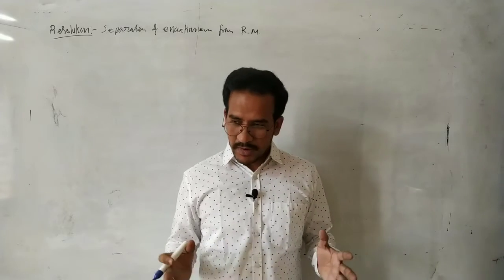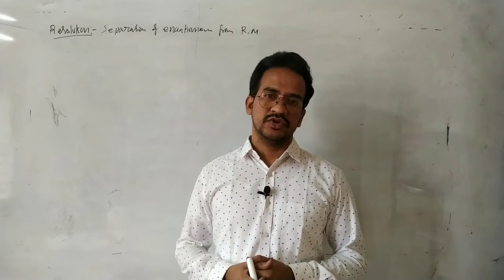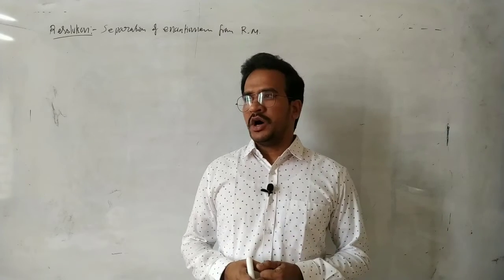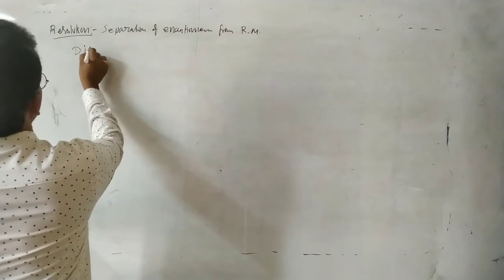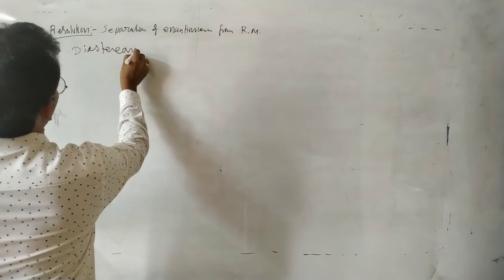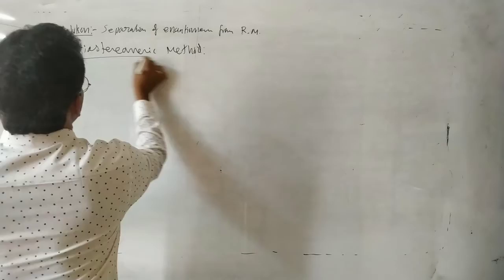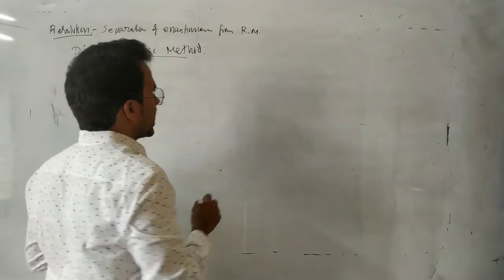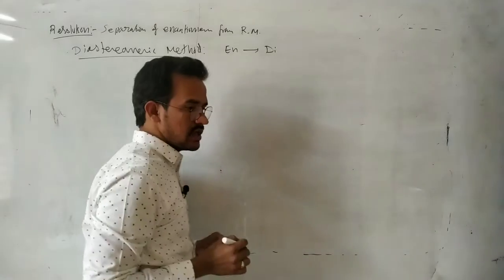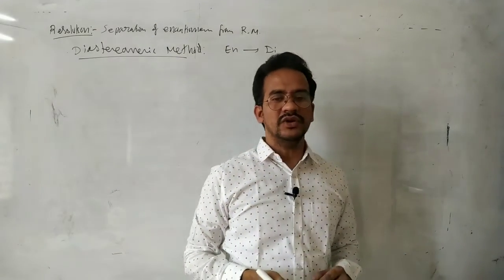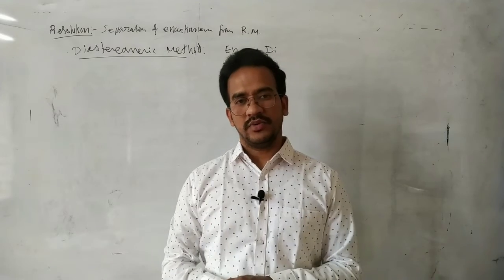But we should separate the enantiomers individually from a mixture. For this, there is one method, that is the diastereomeric method. In this diastereomeric method, enantiomers are first converted into diastereomers by reacting with an optically pure compound.